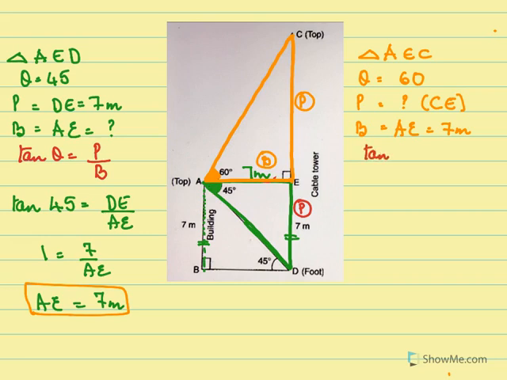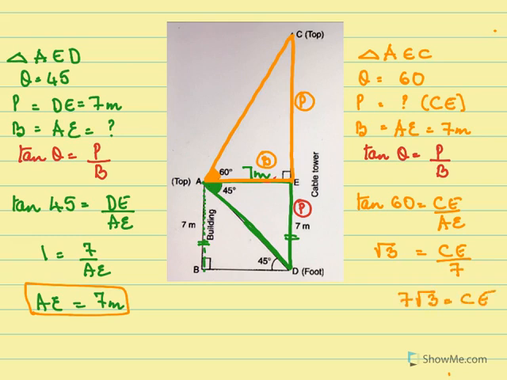Now we start with tan theta, perpendicular over base. Here our theta is 60, so tan 60, perpendicular CE, base AE. Tan 60, if you remember, is root 3. CE we don't know. AE is 7. So 7 root 3 equal to CE. So this is now 7 root 3.